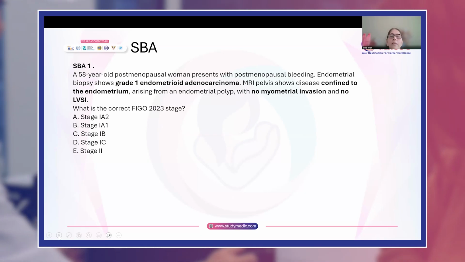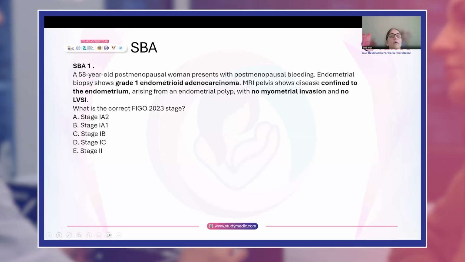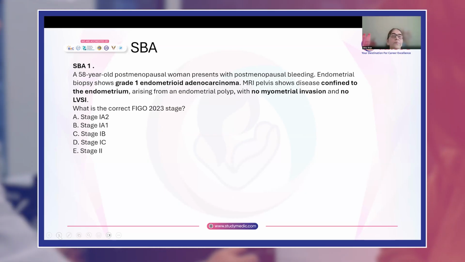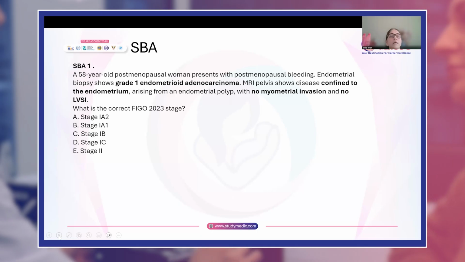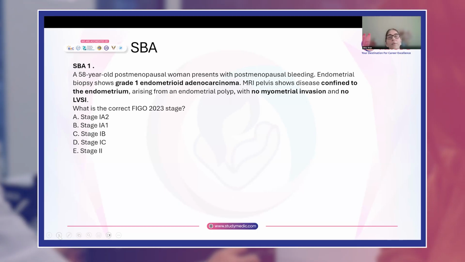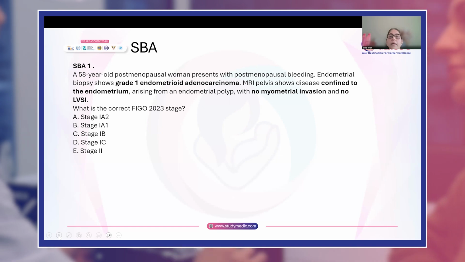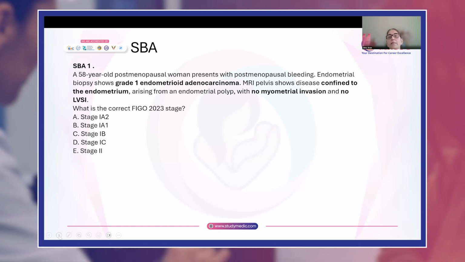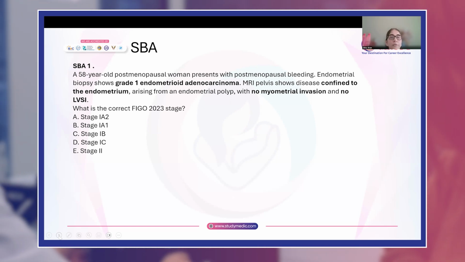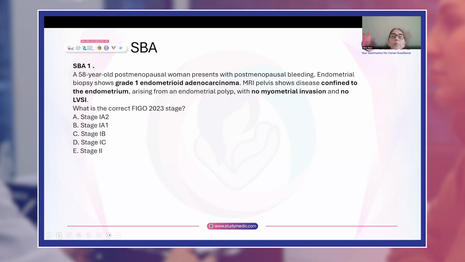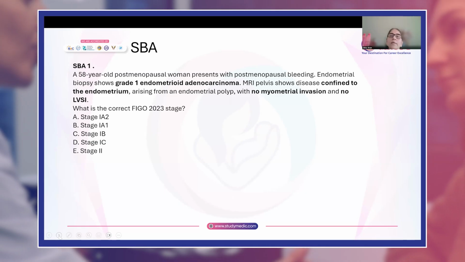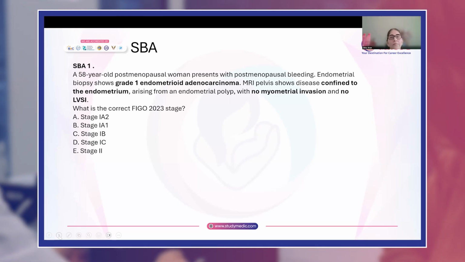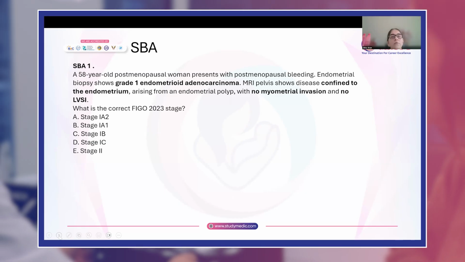So you have this 58-year-old postmenopausal lady who presents with postmenopausal bleeding. A biopsy is done for her and it shows that she has endometrial cancer, but it is grade 1 endometrioid adenocarcinoma. Okay. An MRI is done, which shows that the disease is confined to the endometrium. It is arising from an endometrial polyp. There is no myometrial invasion and there is no LVSI. What is the FIGO stage for her?